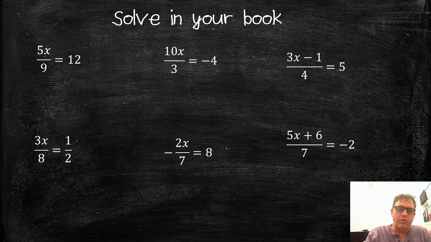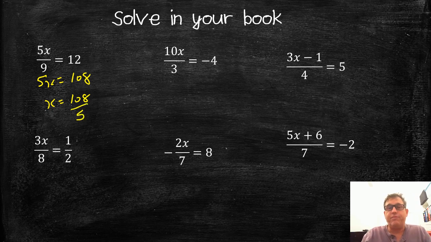Okay, this first one we need to multiply both sides by 9. So 5x equals 108. Then we're going to divide by 5. X equals 108 over 5. That's a simplified improper fraction. I'm going to leave it like that. I'm not going to bother to change it into a mixed number.